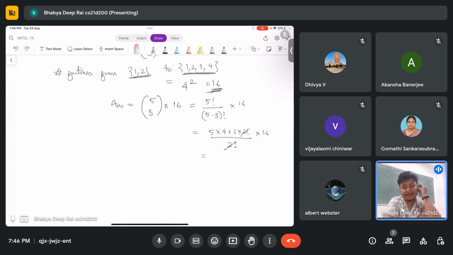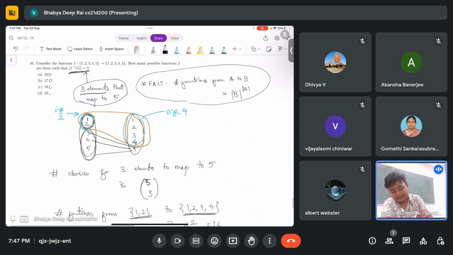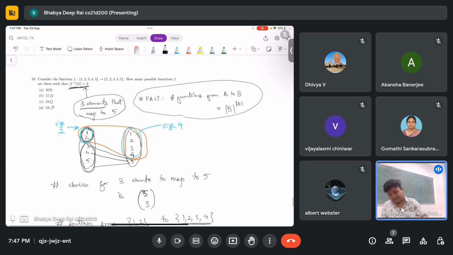Does anyone see a mistake here? Oh, okay. We are talking about combination, no? So here it should be 5 factorial divided by (n minus r) factorial, 3 factorial, times 3 factorial, which is 6. 3 times 2 is 6, 2 times 2 is 4. Yeah, which is 10 times 16. So this should be 10 times 16, which is 160. That's right. So the final answer is 160. There are 160 such functions.